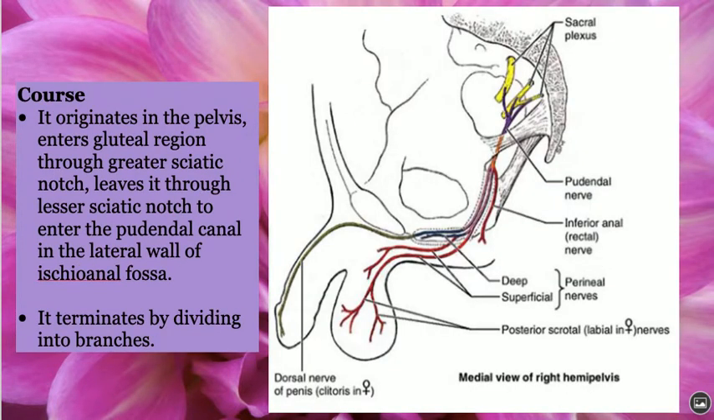Okay, so as you can see the course over here, this nerve is originating in the pelvis, enters the gluteal region via the greater sciatic notch and then leaves it via the lesser sciatic notch to enter the pudendal canal over here, in the lateral wall of the ischioanal fossa, and terminates by dividing into branches.